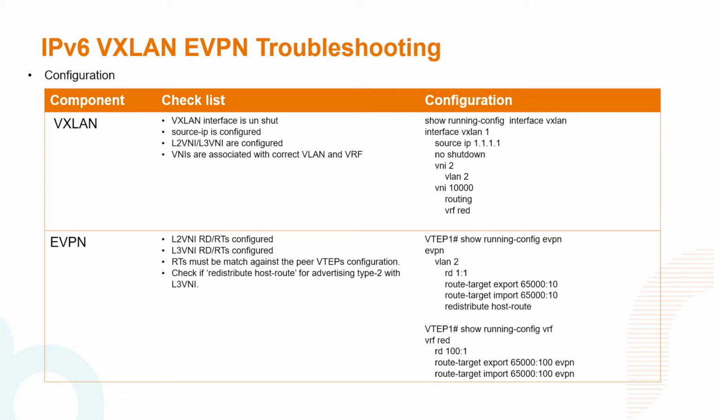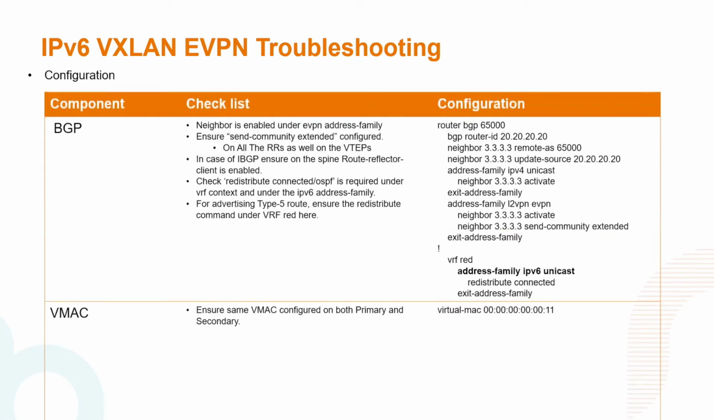And coming to the VRF RED, associate it with the EVPN suffix, with route targets, export as well as import. With respect to BGP, ensure that the neighbor is enabled under EVPN address family. As well, send community extended should be configured. Typically, in multi-RR route reflector scenarios, a few of the RRs might not be enabled by any chance. Still, we might not see exactly the same problem at that particular time, because on the VTEP, it depends on which RR selects the path, and based on that, the extended community would be effective. So ensure all of the RRs are configured with send community extended.